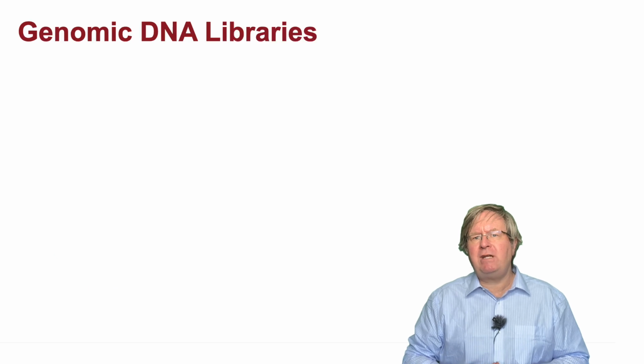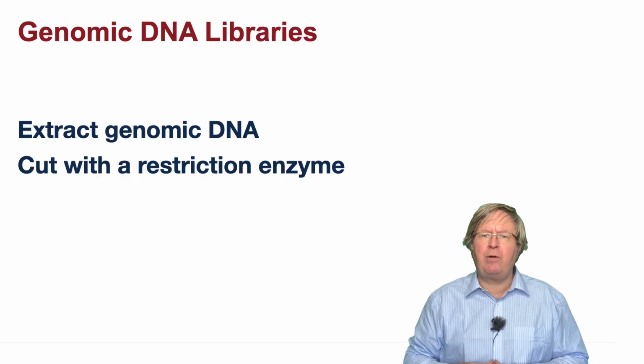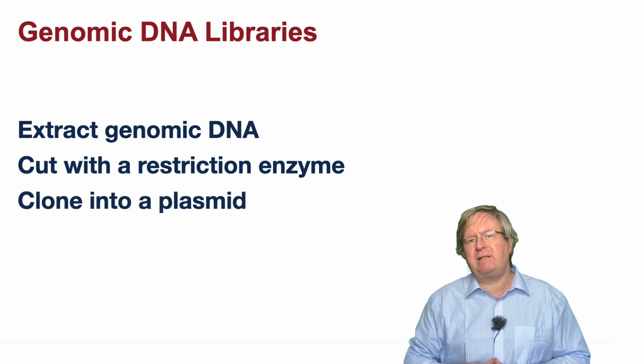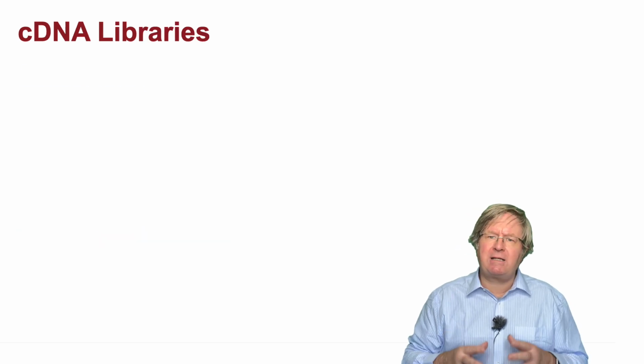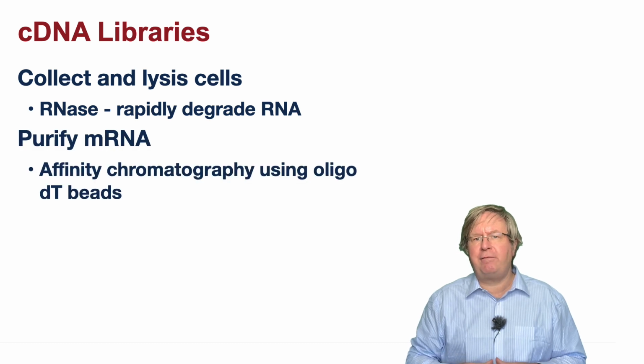Well, in the case of gDNA libraries, you would extract the genomic DNA from cells, cut it with a restriction enzyme to produce fragments that are then cloned into plasmids and then get the plasmids into bacteria. For a cDNA library, you would collect and lyse the cells and purify the messenger RNA from the lysate using affinity chromatography. That is, you would use oligo-dT beads to bind the poly-A tail of the messenger RNA.